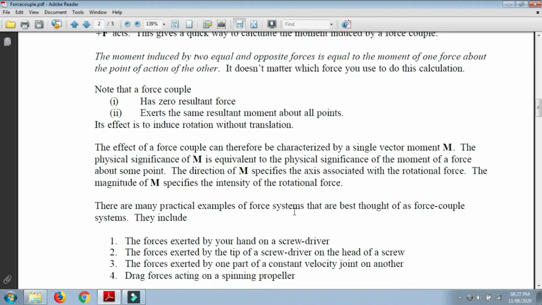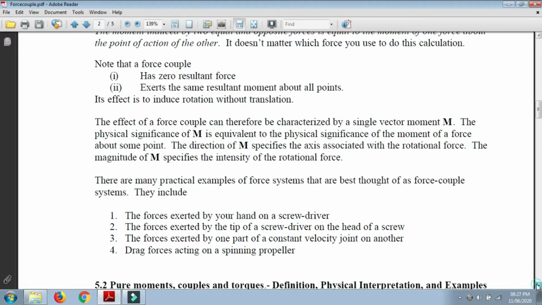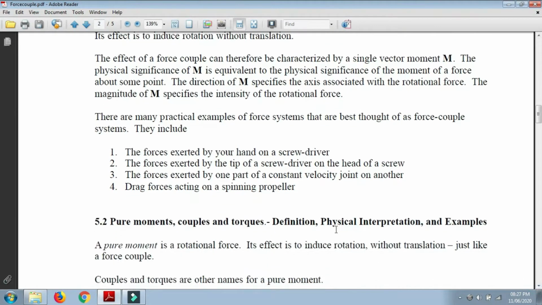There are practical examples of force systems that are best thought of as force couple systems. Now these are practical examples that will explain your concept further. The force exerted by your hand on a screwdriver. Very simple example. You do it a lot in real world scenarios. The force exerted by the tip of a screwdriver on the head of a screw. Very common example. The force exerted by one part of a constant velocity joint on another.